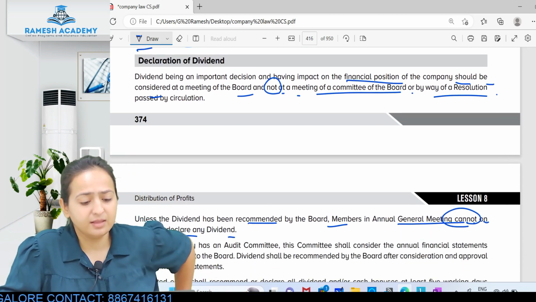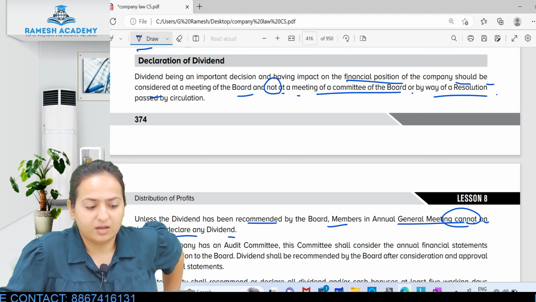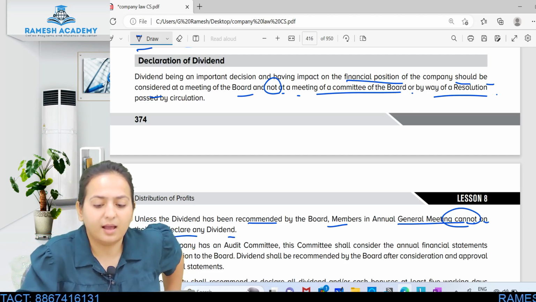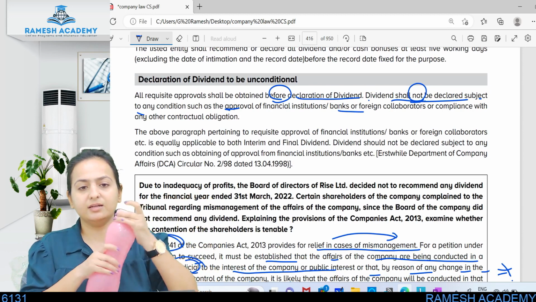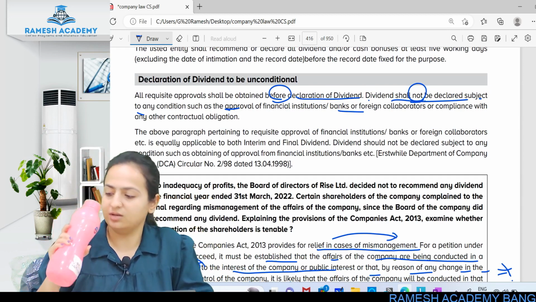Declaration of the dividend will be considered at the board meeting by way of the resolution. And always whenever you are declaring the dividend, it should be unconditional.